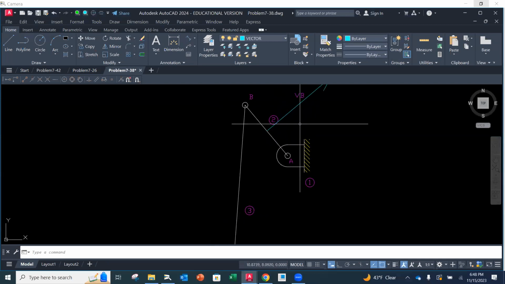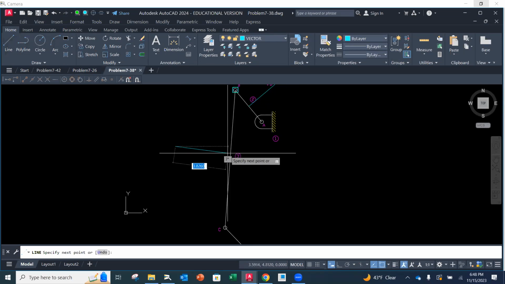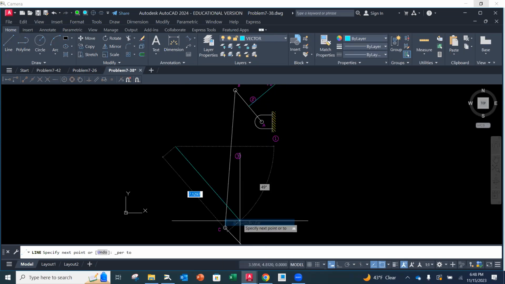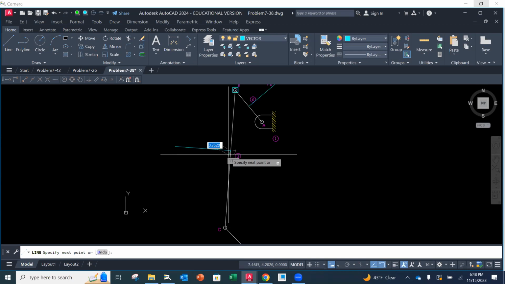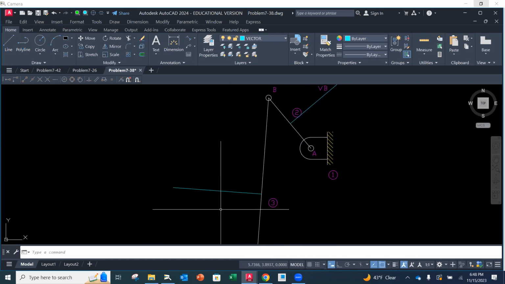Then I need the direction of C relative to B. So that's going to be a line perpendicular to the line connecting C and B. So link number 3, right? Perpendicular to link number 3.